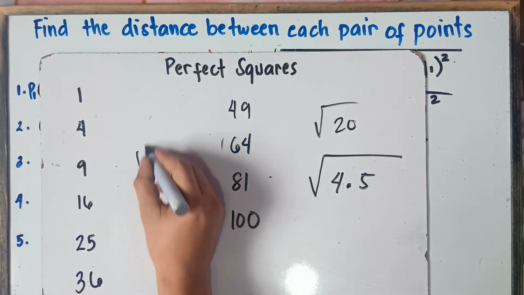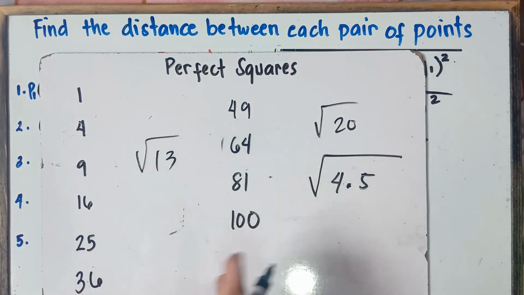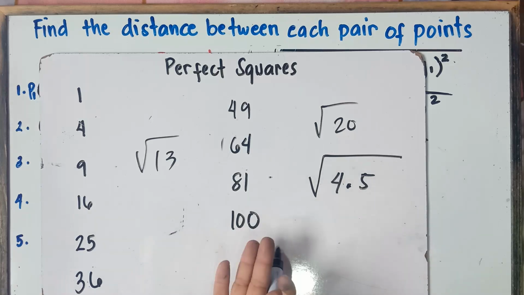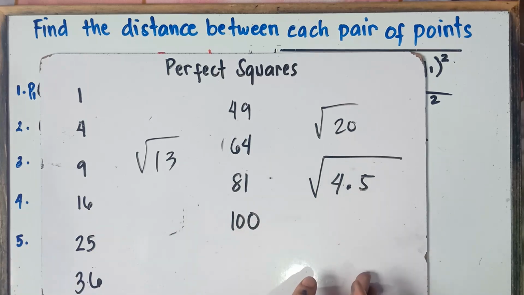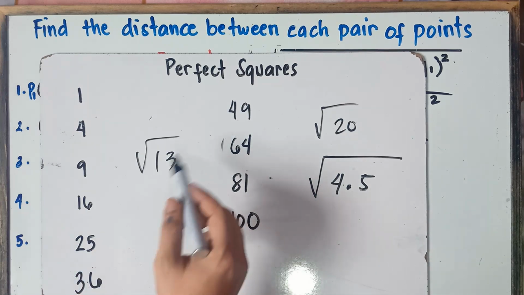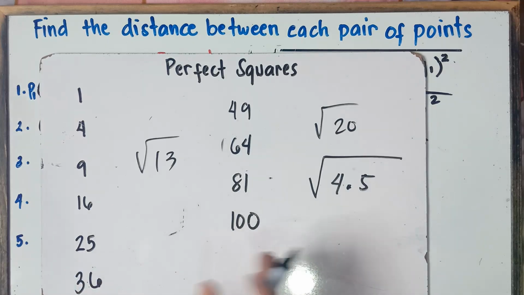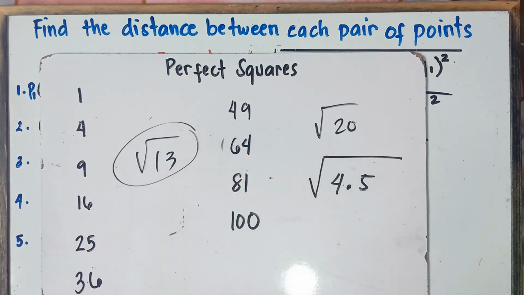Example, class, if I would say square root of 13. Can you simplify square root of 13? Is there any two numbers that when you multiply, one number is a perfect square, the other is not? No, there's no other number, class. You can never simplify square root of 13. Therefore, class, square root of 13 is the final answer.